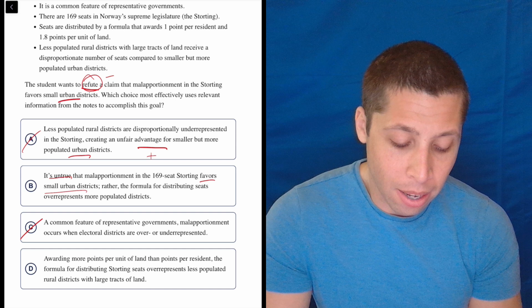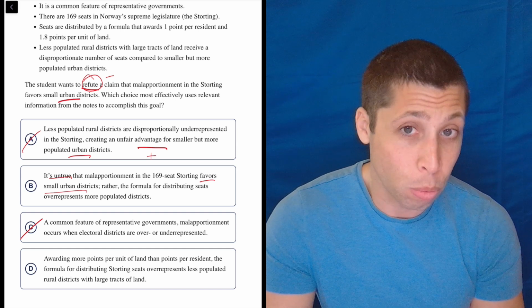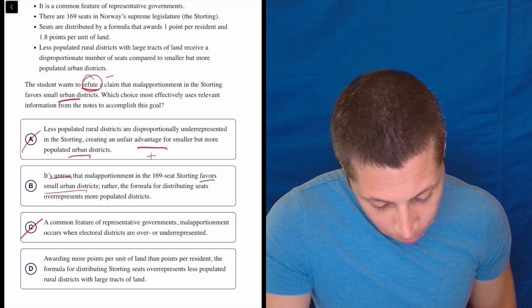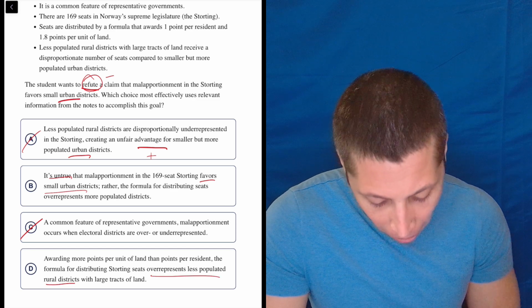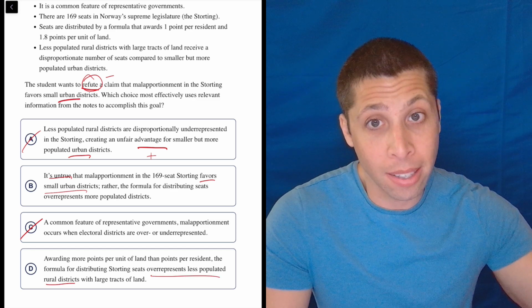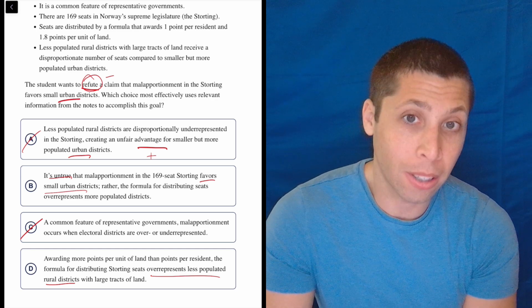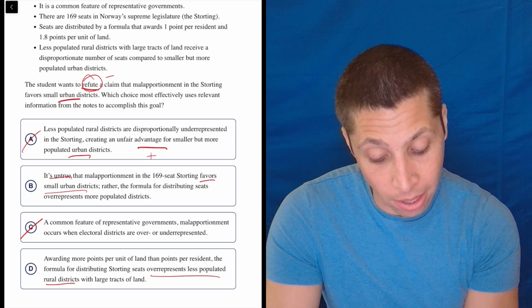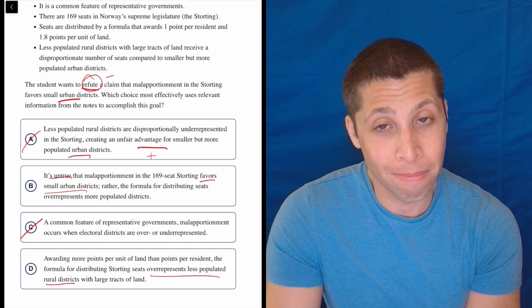But if we're saying that the malapportionment or the sorting doesn't favor small urban districts, one way to refute that would be to provide evidence that we are giving favor to someone else. So this is overrepresenting the less populated rural districts. So it's favoring someone besides the small urban district. So it's not mentioning them, but it's still kind of refuting that argument by saying someone else is unfairly favored. So a lot of you are going to cross that out, but it might be right.